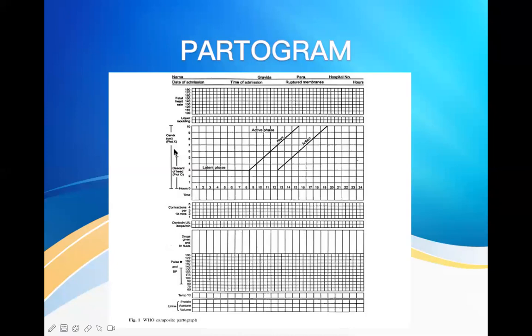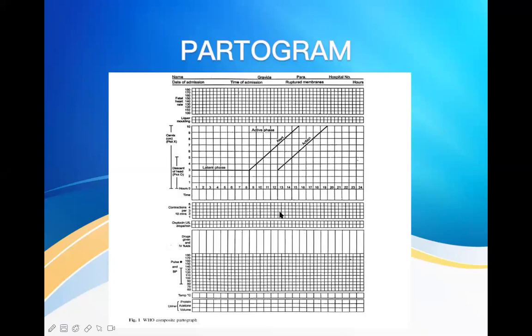Another important part is, what is the dilation of the cervix? What is the descent of the fetal head? That I was talking about right now. This is the latent phase of the labor. This is the active phase of the labor. And there are two lines, the alert line and the action line. We'll talk about this a bit later. Alert means during this time we should be cautious. And action means before this action line we should take some action. After the action line is crossed, it's already a bit late.